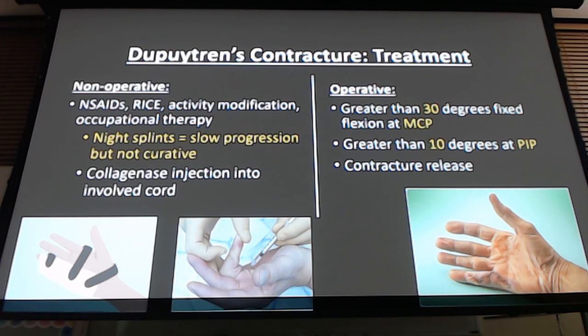Contracture release. You literally take it and you release it. Okay? So sometimes we get a little aggressive, and we have to do a little bit of a repair.